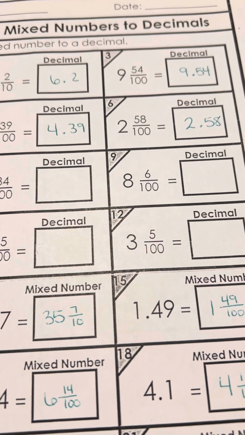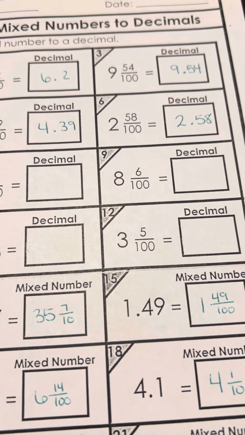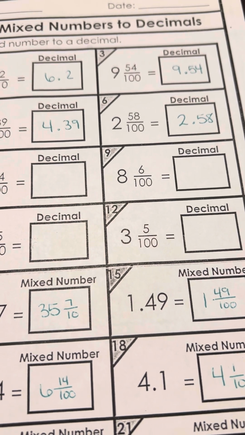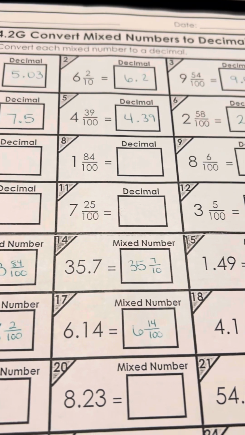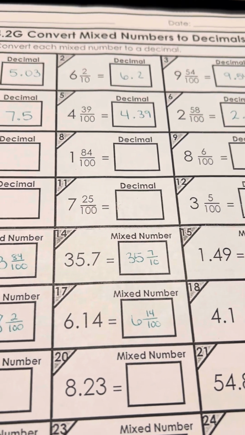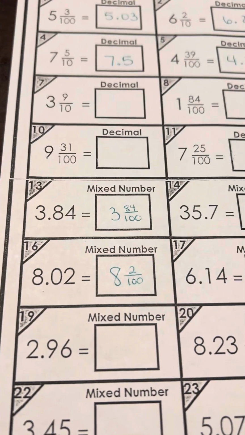2 58/100ths, 2 decimal point 58. Try 7 through 12 on your own. See what you get. Go down to 13.